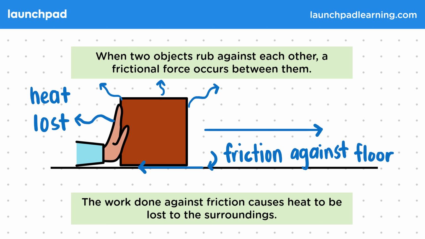So work is constantly done on the box to keep it moving, as we have to replace the energy that's been lost to friction. But is there a way we can reduce the effects of friction?